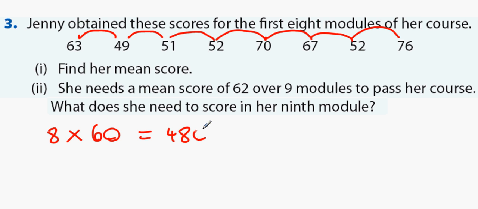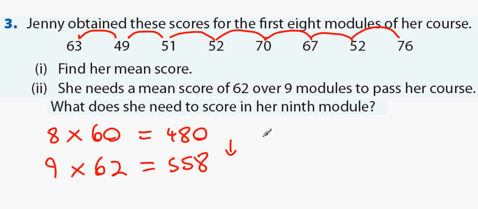Now, what we know about her upcoming course is that she wants 9 modules to average a score of 62. So if you multiply 9 by 62, you get 558. Her total has to be 558. Her current total is 480, so she's going to need 78 points on her last test to get the average she wants, okay?